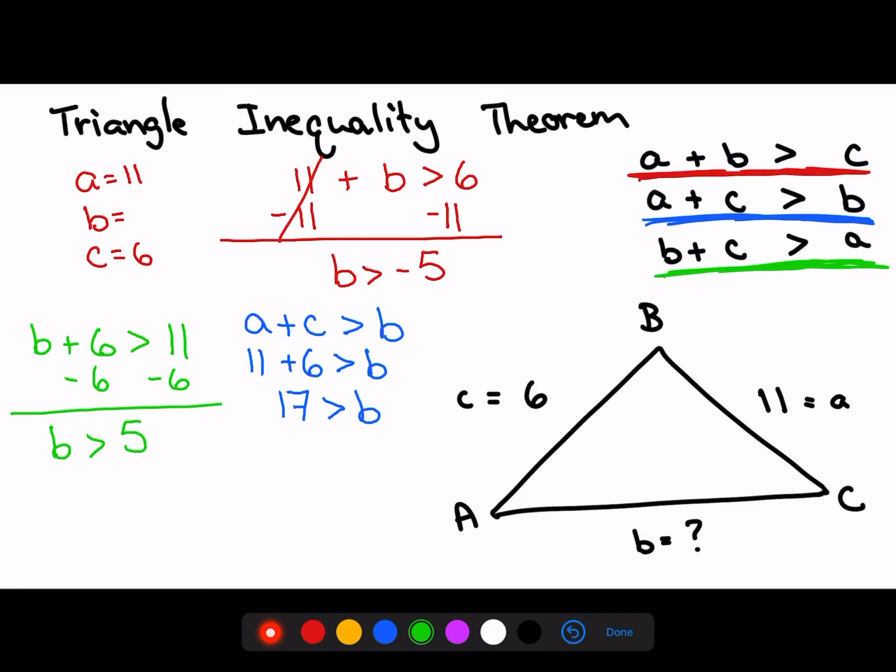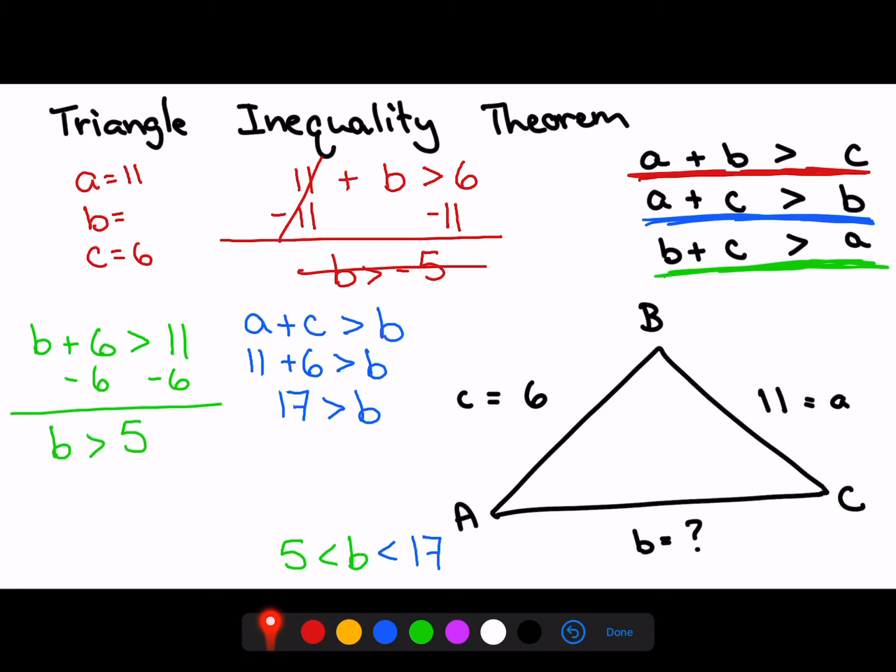So I know that b must be larger than 5, but it must be less than 17. So b is somewhere in between 5 and 17. Now you may be like, Mr. Garner, what about this -5 over here? That no longer matters, because again, I can't have a negative value for distance. So if it gives me a negative, we can't have it anyway.